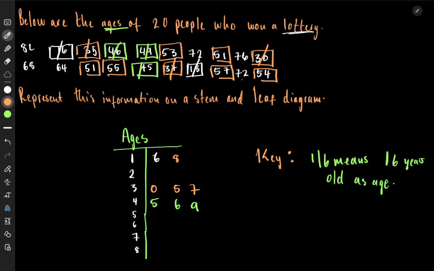Okay, so 51. So I'll put 1. I have yet another 51. I saw it here. There, so I put another 51. Then I have 53. Okay. Then I have 54. Then I have 55. Then I have 57.